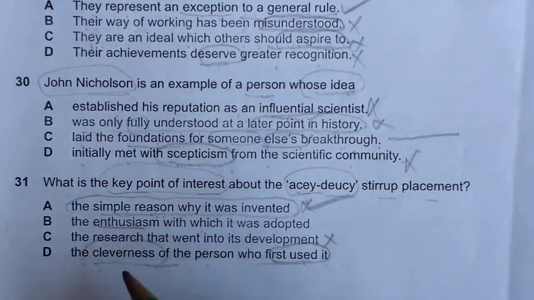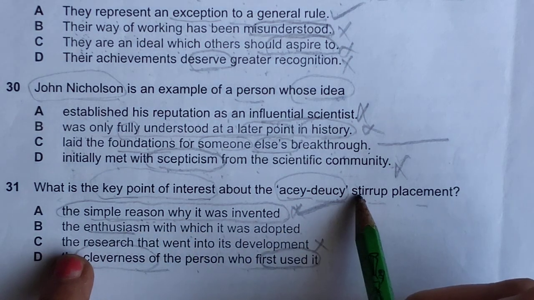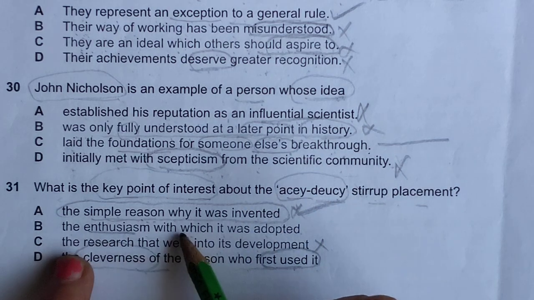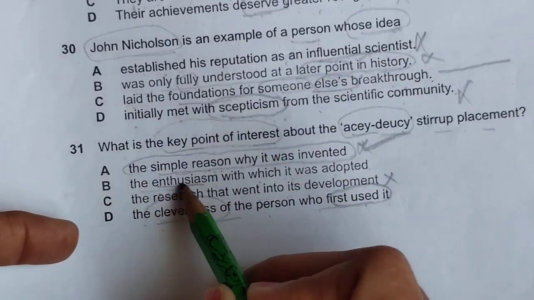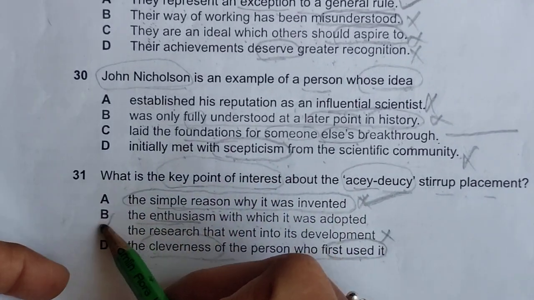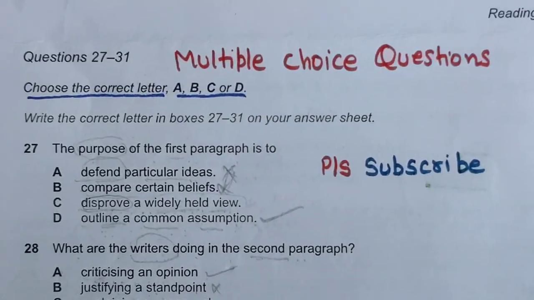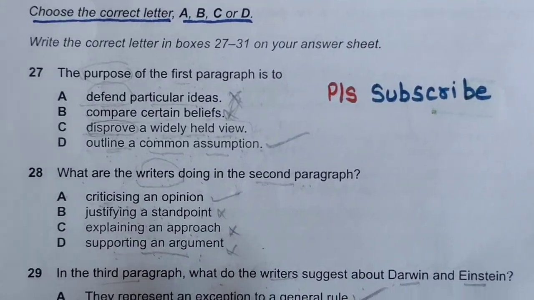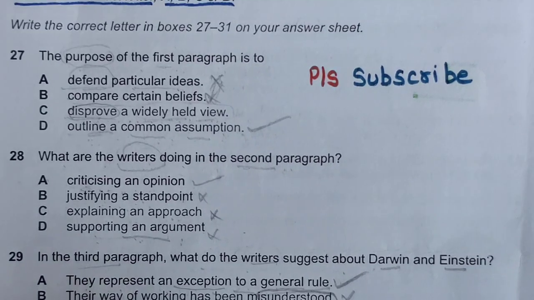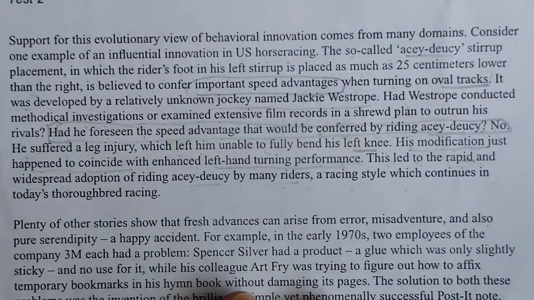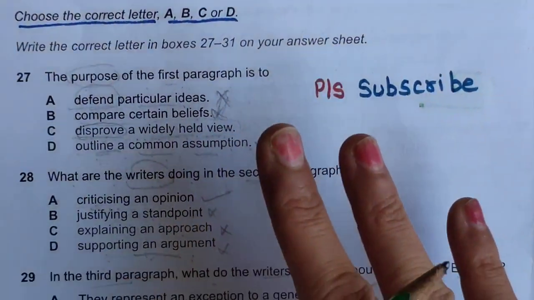Earlier I was thinking about the simple reason, but it happened incidentally. That's why the simple reason is this. He did not plan it. As for the enthusiasm with which it was adopted, yes, it spread, so some students will go with this option, but this will not come. The simple reason why it was invented, this will come. So in this way we have finished this multiple choice question. Please try to do these multiple choice questions on your own, in your books or notebooks or from your PDFs. So we have finished this reading with multiple choice questions. Please try to do it again.